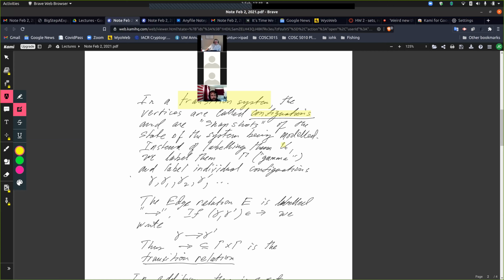And we don't call them V anymore, vertices, they're gamma. He uses gamma, and not just him, everyone uses gamma. Gamma is the notation used for the set of configurations. And then individual configurations are labeled by lowercase gammas: gamma, gamma 1, gamma 2, gamma prime.